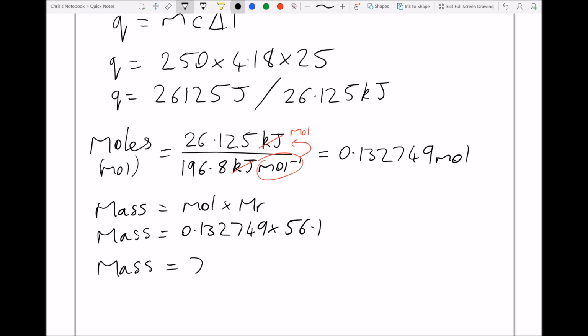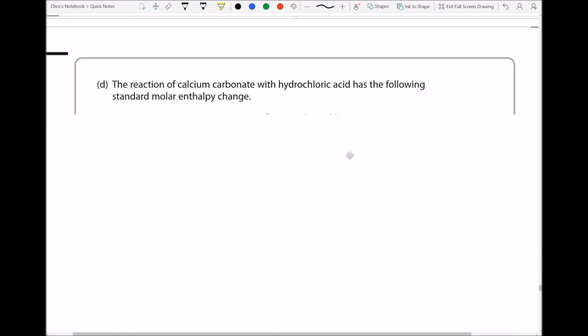So your mass should come out at 7.45 grams, and that should be your final answer. Now you get 3 marks for this, so you do get a reasonable amount of marks. You get 1 for working out your energy, 1 for working out the number of moles, and 1 for working out the mass here. So you get 3 different bits here. Again, it's not too bad once you know what you're doing. Right, on to the next bit.